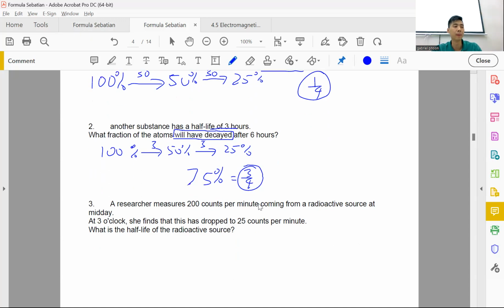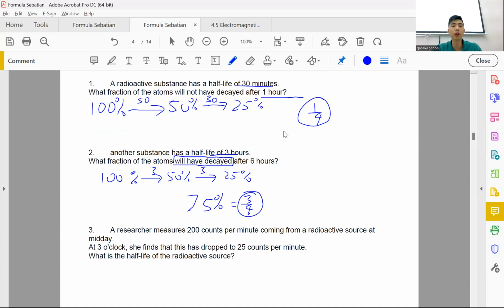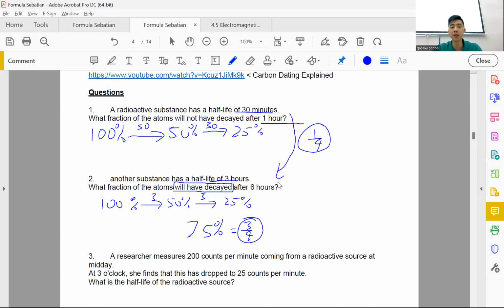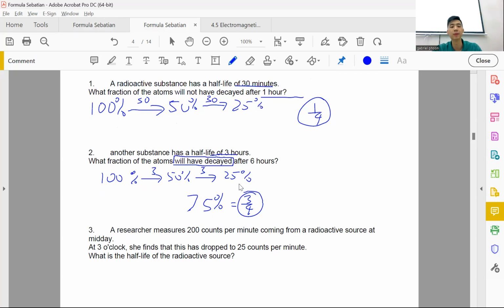You have to read the question properly, by the way. I purposely put this here because the exam sometimes does this. They'll ask how much has decayed away instead of how much is left. Pay attention to the question, guys. You will lose marks for this.